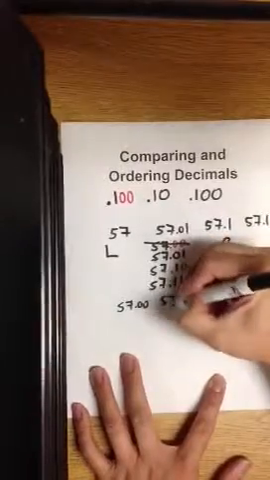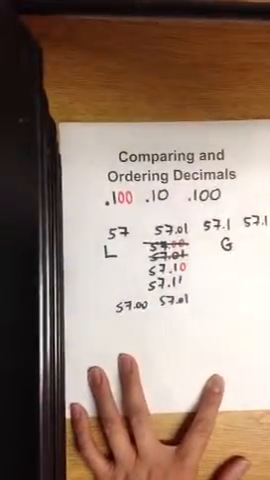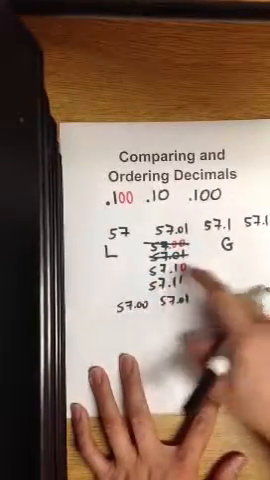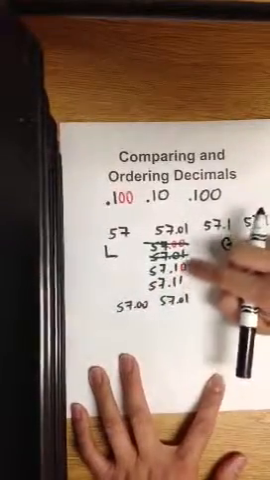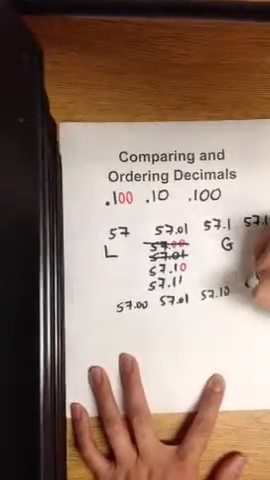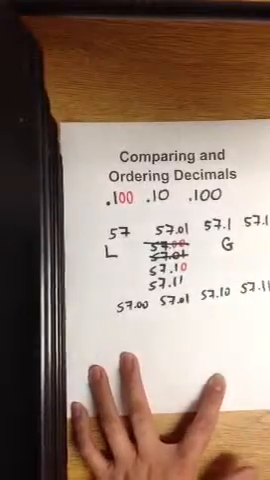So 57 and 100ths is the next, just a little larger. So let's see, 1, 1, these are similar. These are the same. And this 0 is smaller than 1, so 57 and 10/100ths and then 57 and 11/100ths.